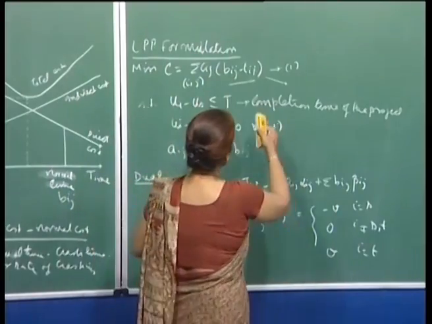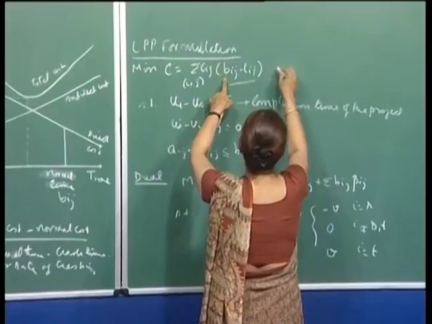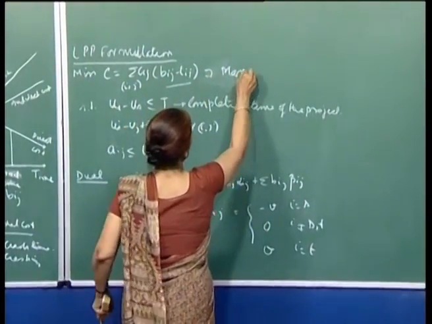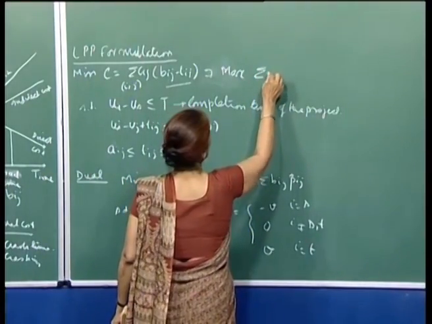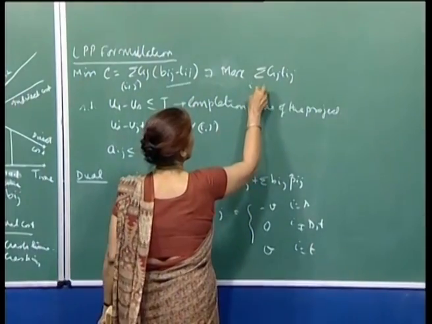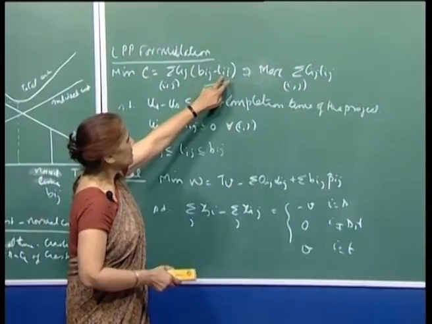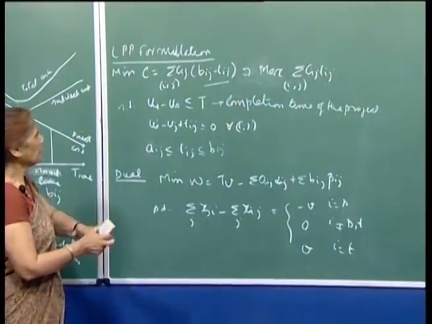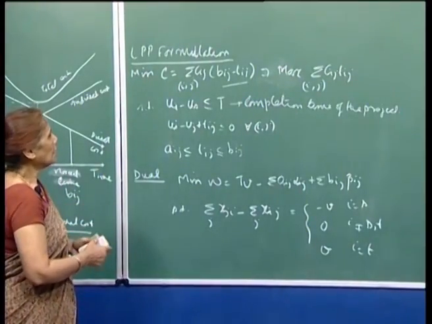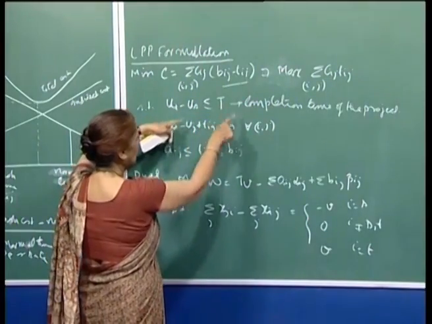Now, here this objective function you can write as, because this is a constant, I will write this as max summation C i j T i j. Because minus of C i j T i j becomes max, and that constant we can just keep aside, fine. And then if this is a maximization problem, then my constraints are of the less than or equal kind, fine.